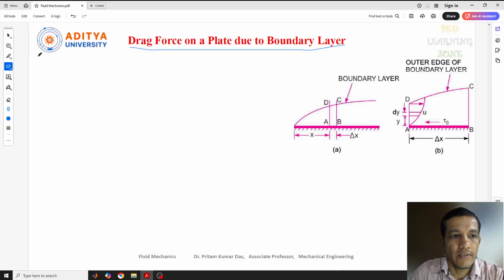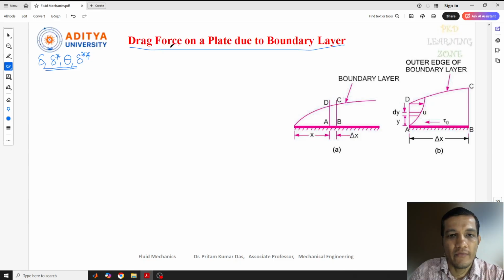So in the last few lectures, we have discussed regarding the boundary layer thickness, which is denoted by delta, and then displacement thickness, that is delta star. Then we have discussed the momentum thickness, that is theta, and then the energy thickness, that is delta double star. So these are topics we have already covered.